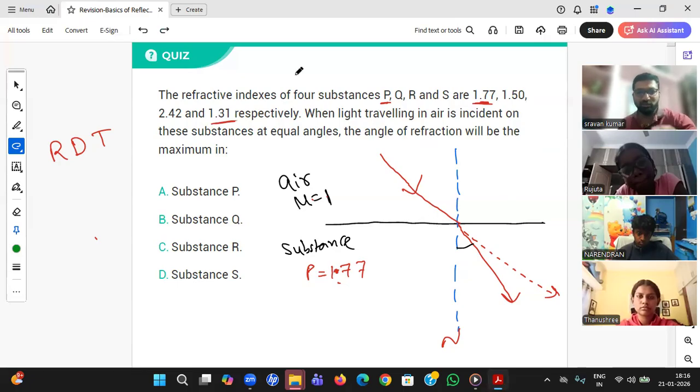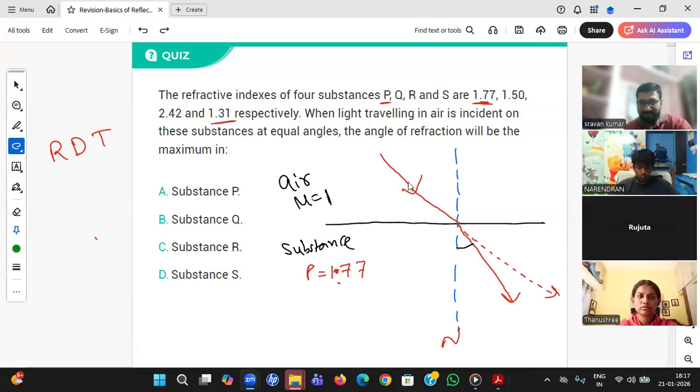Yes Narendra, I know that you know it, student. Very good to see. Harshini, bend leads towards the normal. Yes, right answer, Harshini. So student, the red color light should have gone like this, but rarer to denser, towards the normal, it is bending.